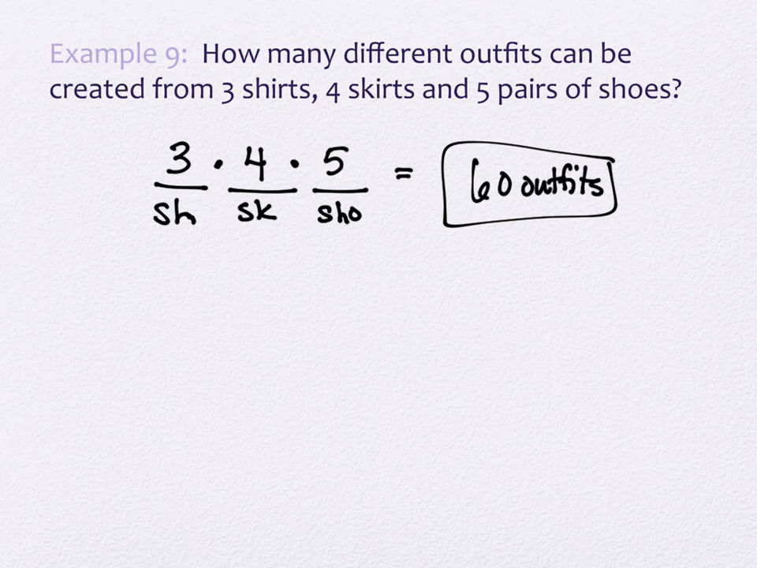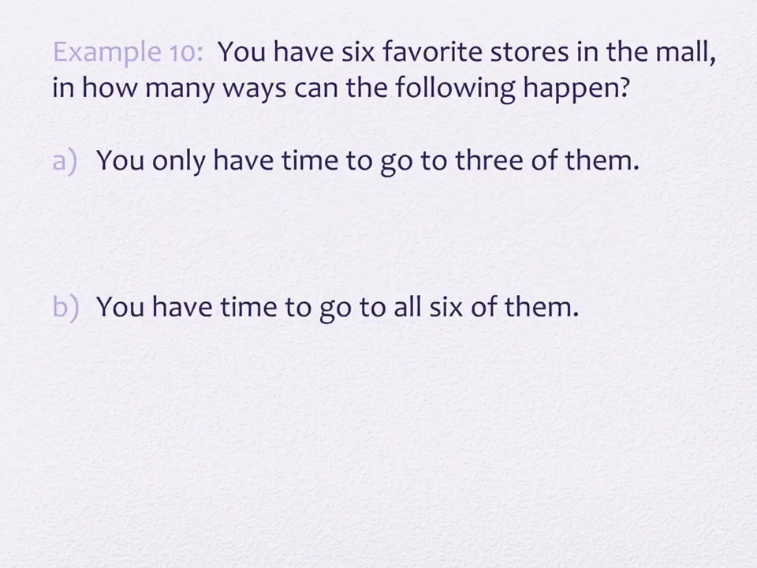Okay, here's another example. We have 6 favorite stores in the mall, and how many ways can the following happen? We only have time to go to 3 of them. Well, if I only have time to go to 3 of them, I only need 3 bars. And we're assuming it doesn't matter if we're backtracking. That's how I should say. Like that's an excusable thing that's okay, right?